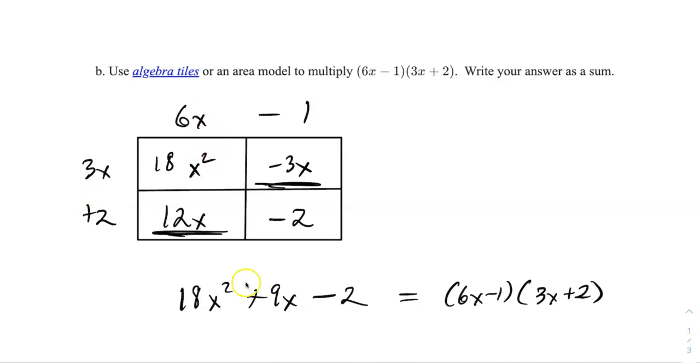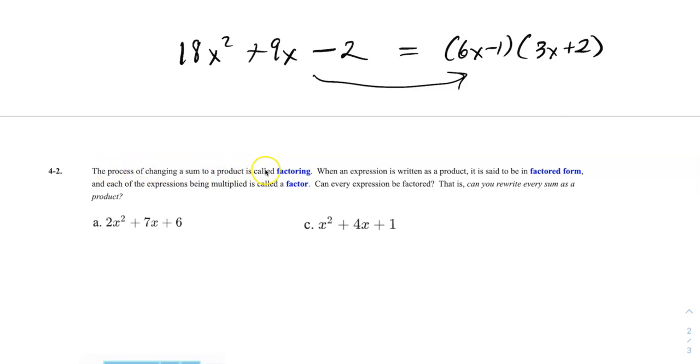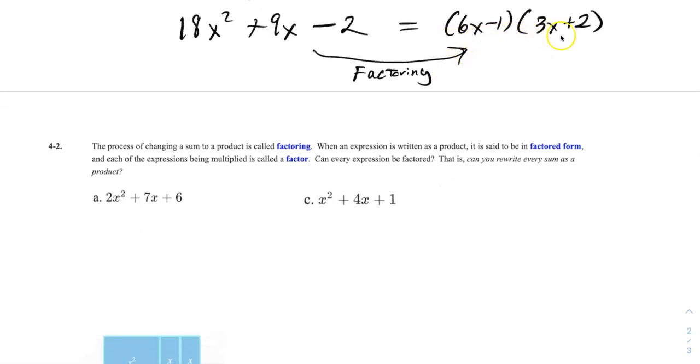Again, we've been going forward a lot, getting from these two to get this. Today we're going to try to go backwards. We're going to try to take this answer and go backwards to what it breaks down to. And that process of going backwards, the process to change a sum to a product, is called factoring. We're going to break a sum into a product. So that's factoring, that's kind of the goal today. And when you write it like this, it's written in factored form. So how are we going to get from this sum to a product, breaking it up, factoring it?